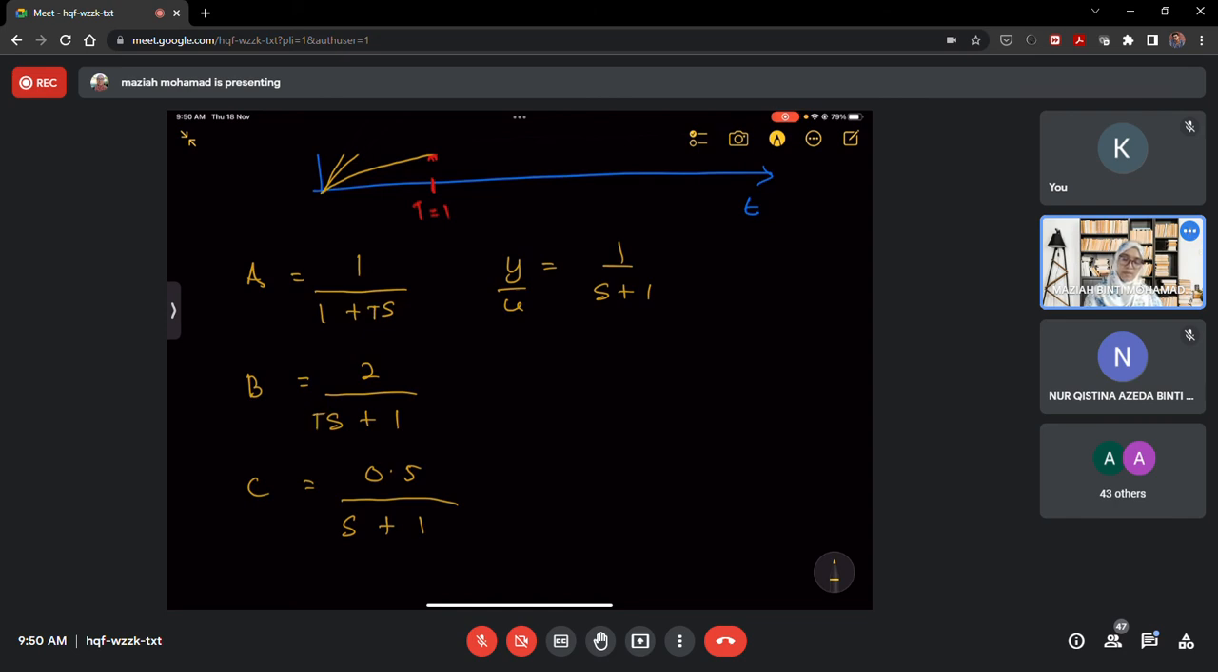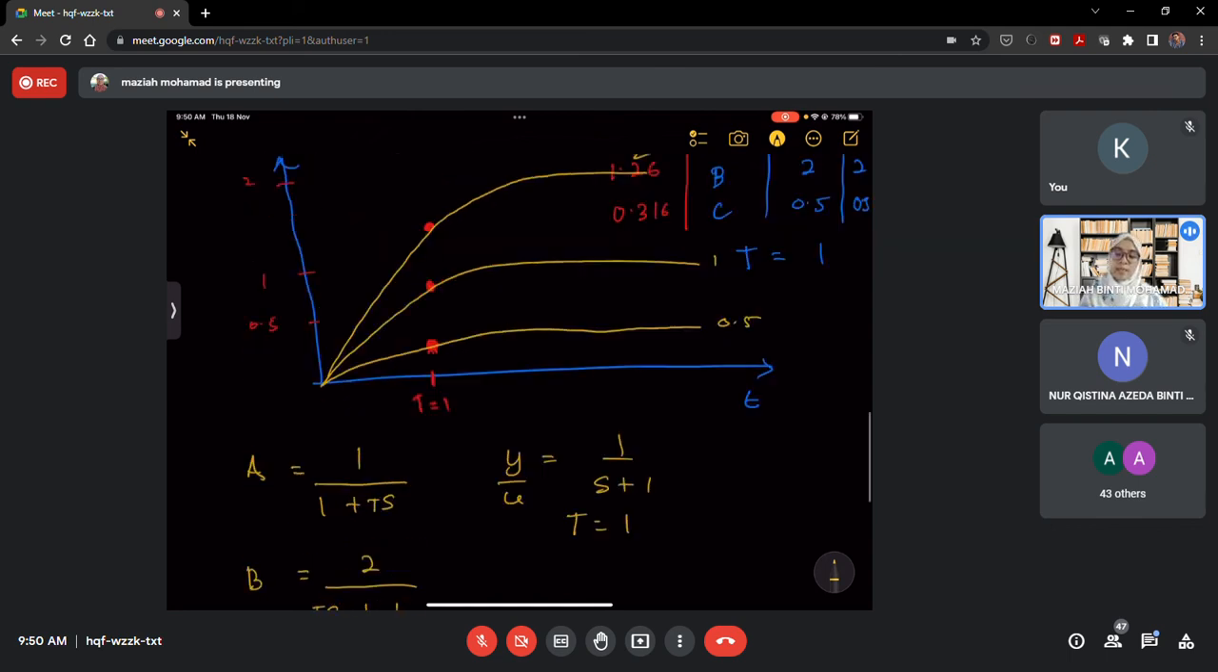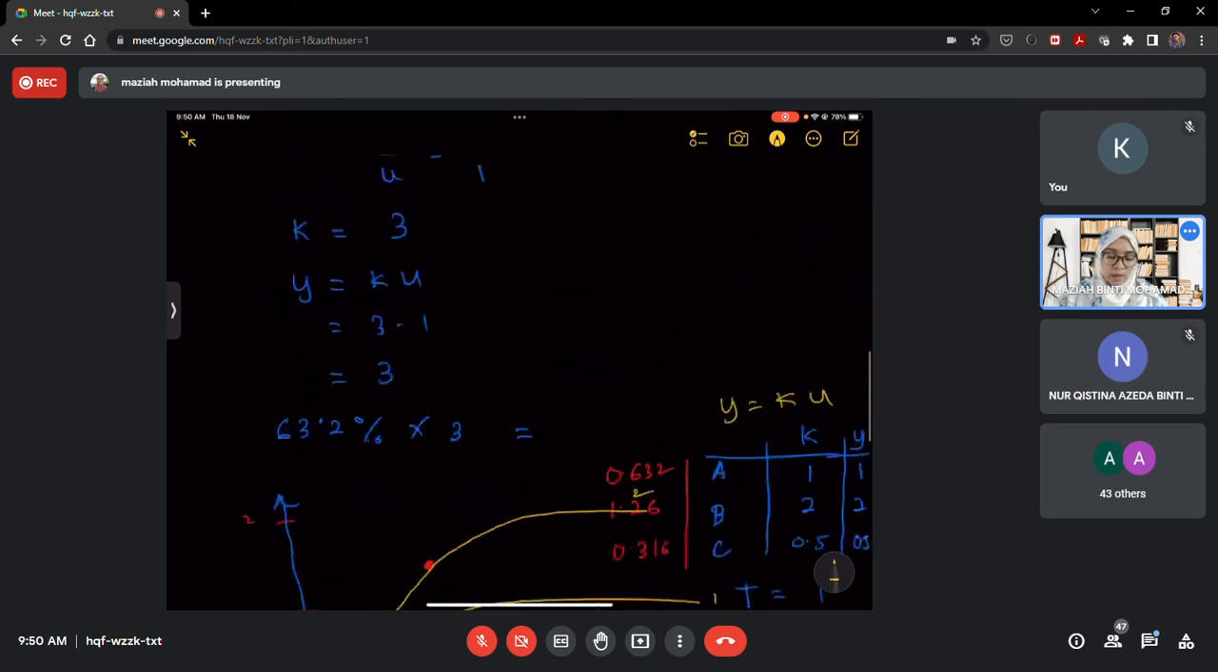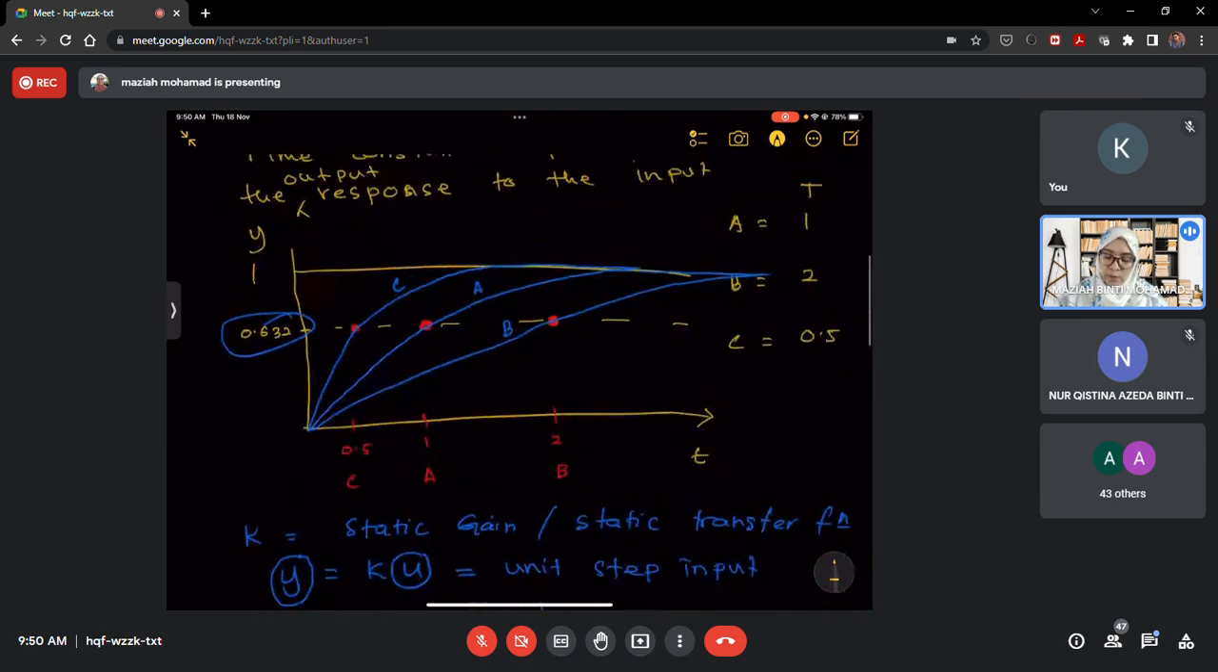TS, right? Here T equals 1. If you refer to this graph, we can write the transfer function. The transfer function for A is 1 over S plus 1, because the final value is 1.